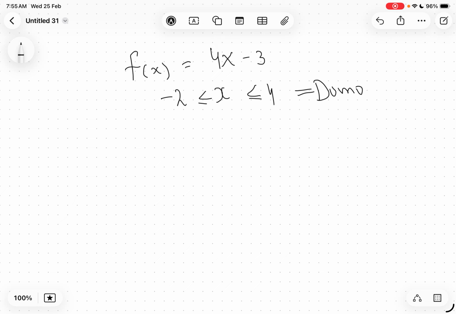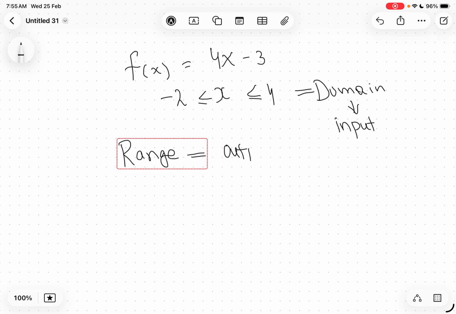As I already told you, domain stands for input. Domain means input. We have to find out the range. So range actually means output. So we have to find out the output based on the given inputs. And in some cases, he will not provide you with that input, so we need to guess by ourselves what the possible outputs would be. So we'll discuss both cases.